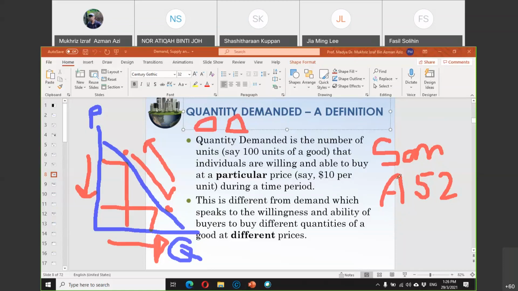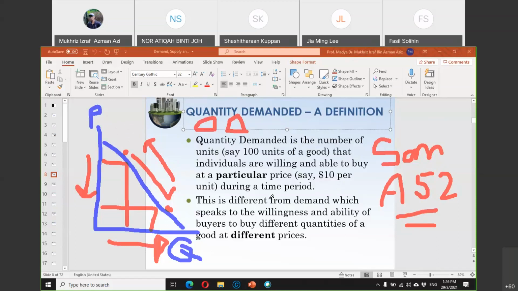Although there are many other Samsung models and also competitors from other brands, whether Android or iPhone. But when you talk about quantity demanded of one good, you're only referring to the price and quantity of that good alone. Or in other words, it is movement along the curve. It does not involve the curve shifting to the right or the curve shifting to the left. That one is another concept.